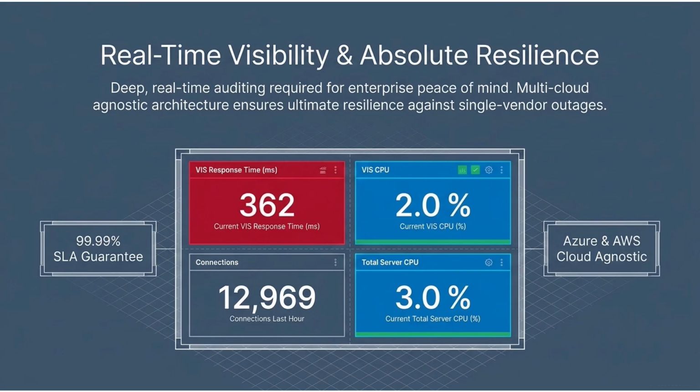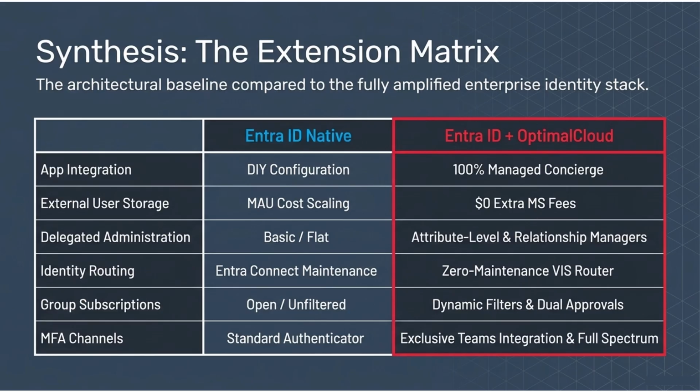So what does this all mean for you and your company? The presentation wraps up with what they call the extension matrix, and I think it perfectly synthesizes the stark contrast between standard Entra ID native and Entra ID amplified by Optimal Cloud. Let's look at the philosophy here. With app integration, Entra ID native leaves you with DIY configuration. You're managing the SAML certificates. Optimal gives you a 100% managed concierge. For external user storage, native means your costs scale with every vendor you add due to MAU billing. Optimal shifts them to a universal directory for 0 extra Microsoft fees.